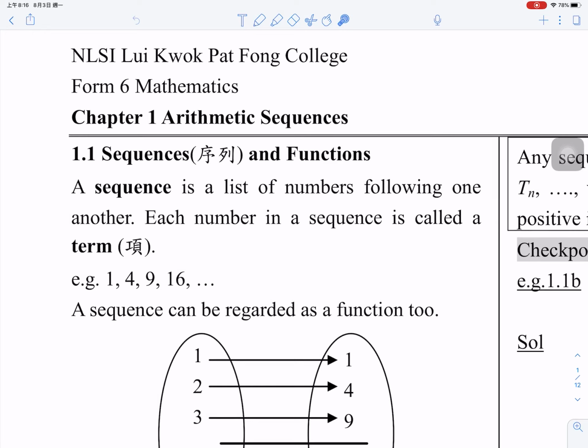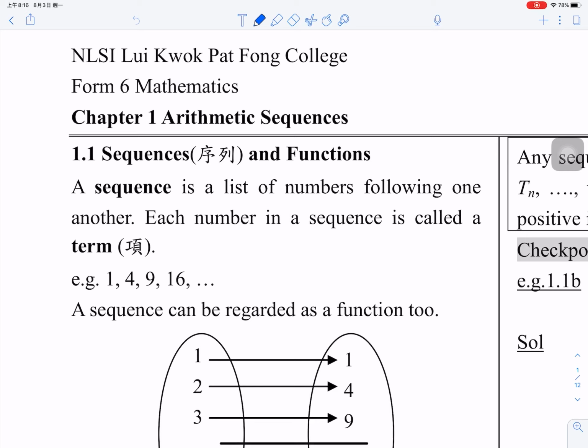Chapter 1 Arithmetic Sequences. It talks about sequences in Form 1. Do you remember? Do you remember what sequences mean? Here, sequences. 序列 or 数列 in Chinese.